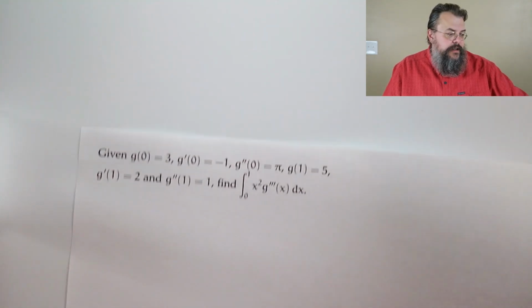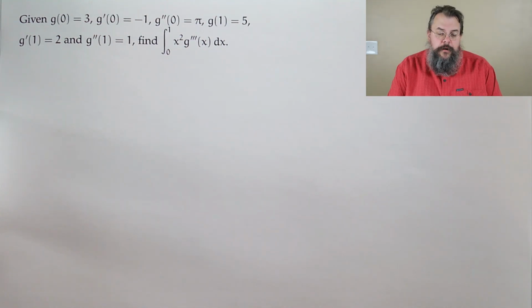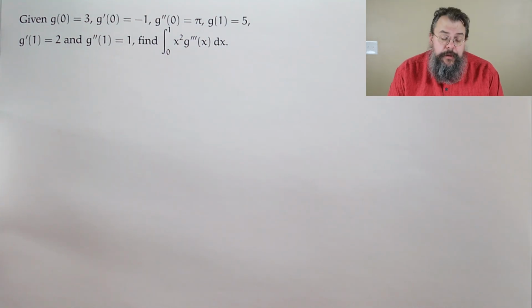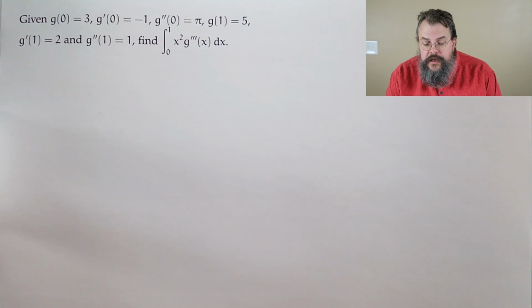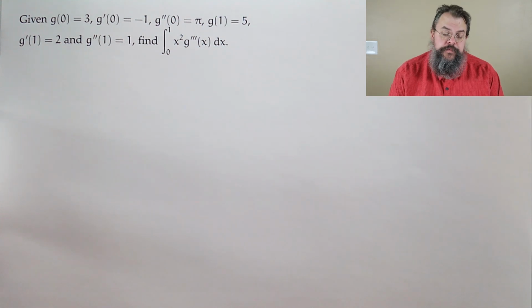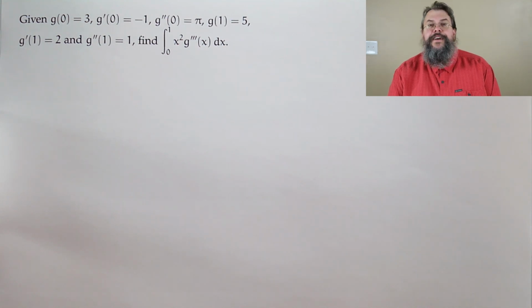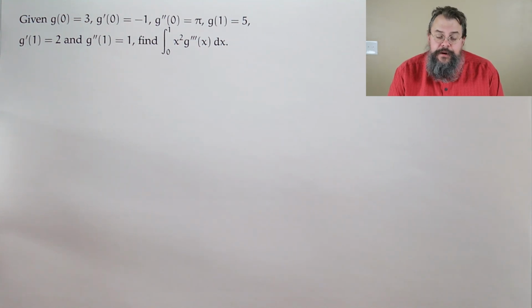All right, good. So we have this function, and well, we don't have very much. It's g, but we know a couple of things. We're told g of 0 equals 3, g prime of 0 is negative 1, g double prime of 0 is pi, g of 1 is 5, g prime of 1 is 2, and g double prime of 1 is 1. And we're asked to find the definite integral from 0 to 1 of x squared g triple prime of x dx. Wow! Amazing!